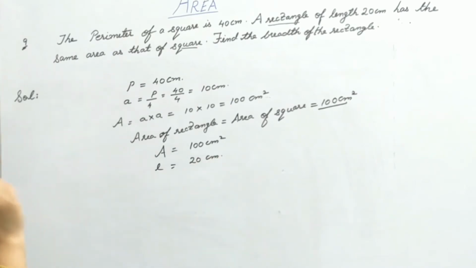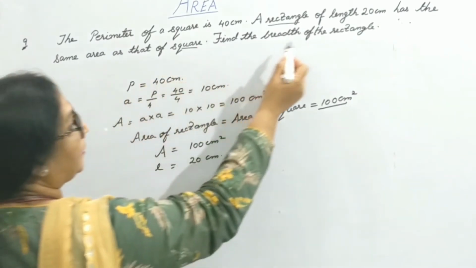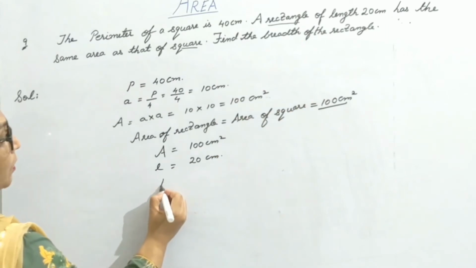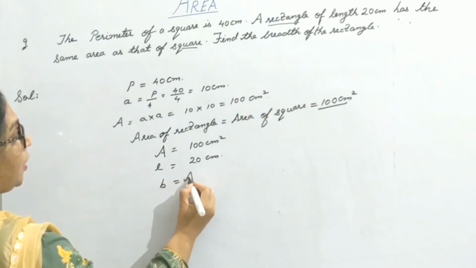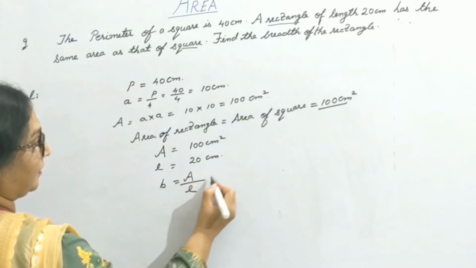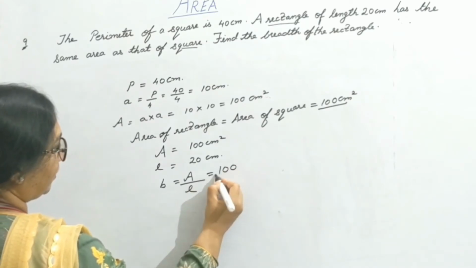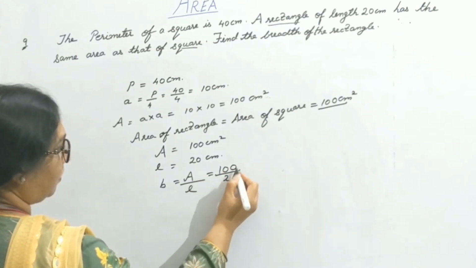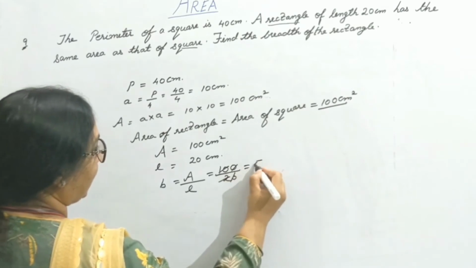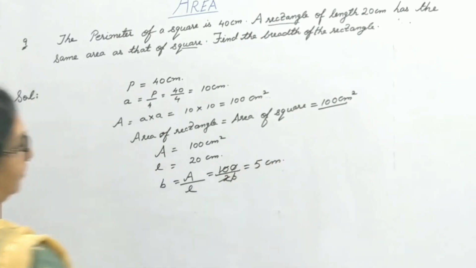What is the next part of the question? Find the breadth of the rectangle. The formula of breadth is area of rectangle divided by length, that is 100 divided by 20. Simplify. When you simplify, you get the answer 5 centimeter. Clear?